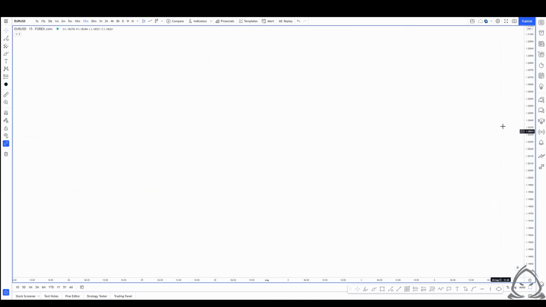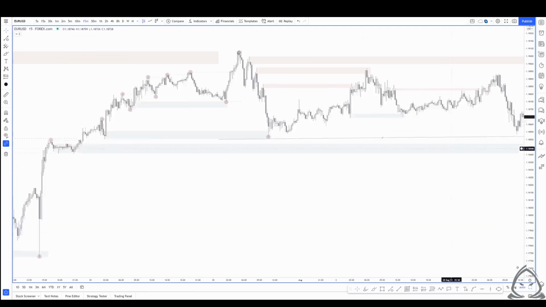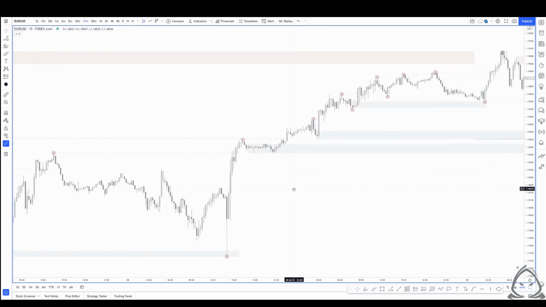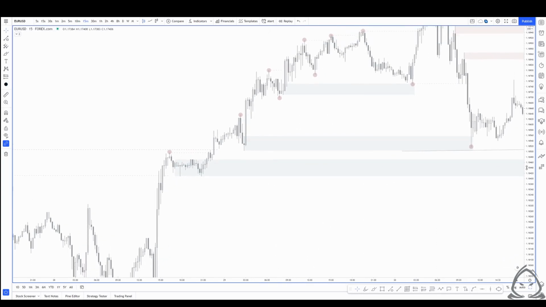So what we'll do now is we'll jump into some examples here on the 15-minute chart, probably go through some of the similar ones we went through in the previous episode, but we're going to be looking at it through the lens of sweeping liquidity and just getting an overall understanding of liquidity being swept.